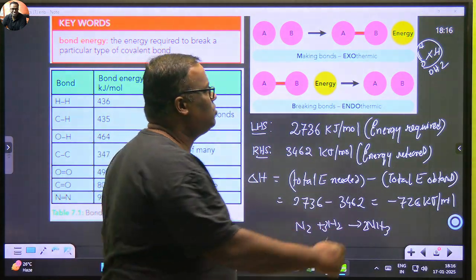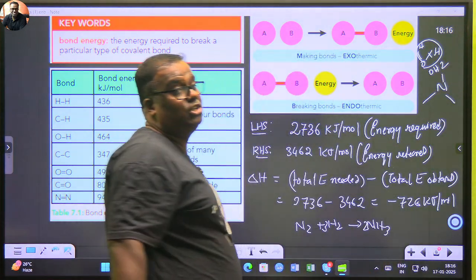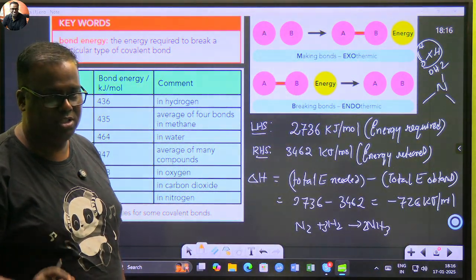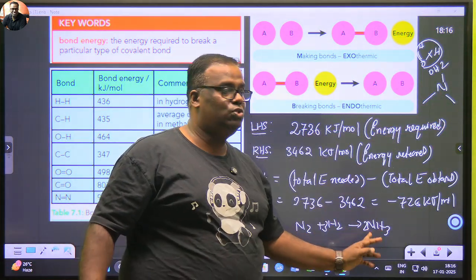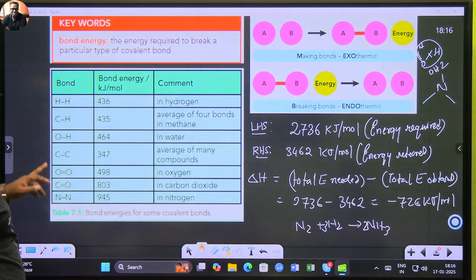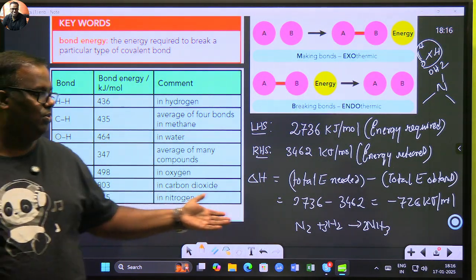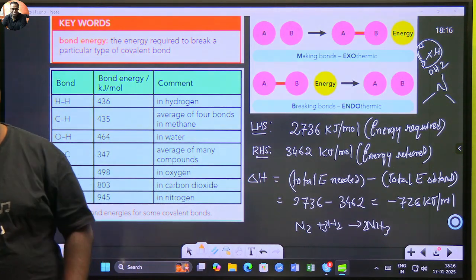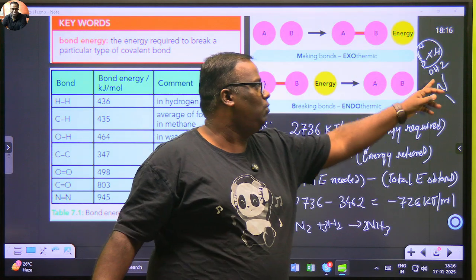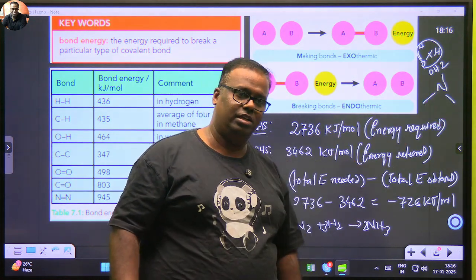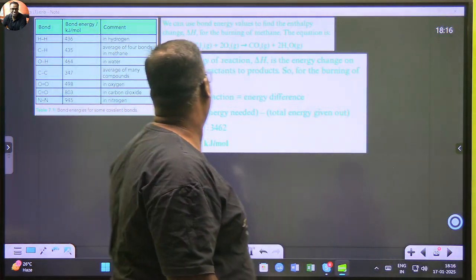NH3. What is the structure of NH3? N with three H. So you're forming nitrogen hydrogen bonds. One molecule has three bonds. You are getting two molecules. Do we have nitrogen hydrogen data here? No, they have not given nitrogen hydrogen. If they give nitrogen hydrogen, we can do the calculation here also. Here there will be 6 bonds, because in one molecule there are 3. Clear? Any doubt?